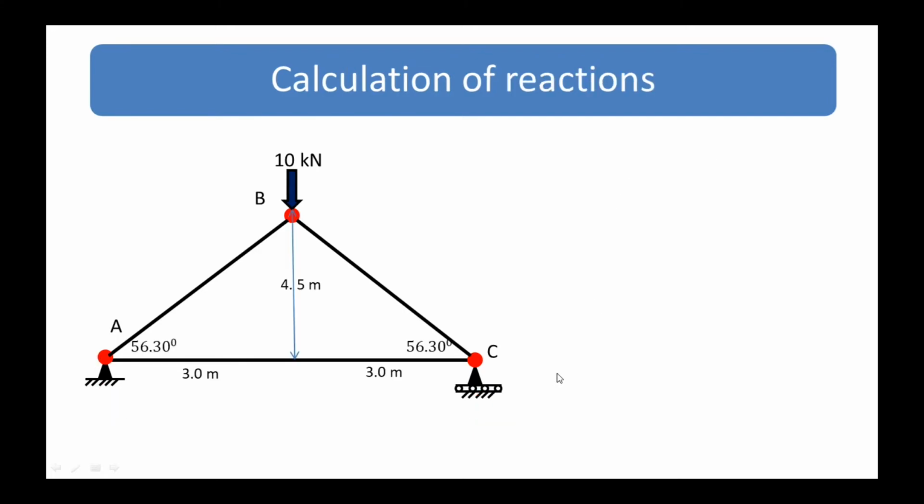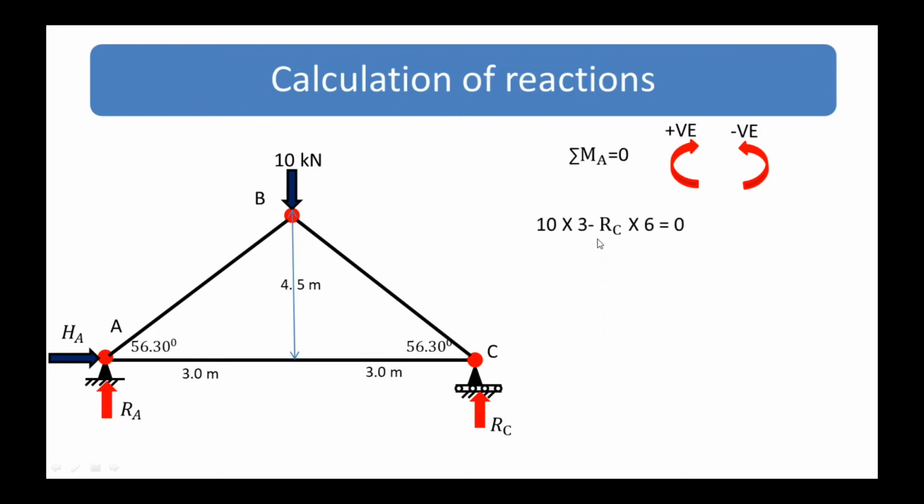Now next is the calculation of the reactions. So here we are taking sigma MA equal to 0. Clockwise moment is positive and anti-clockwise moment is negative. So this 10 into 3 is clockwise, and RC into 6 is anti-clockwise, that is why it is minus. So RC is equal to 5 kilonewton. So by symmetry we can say that RA is equal to 5 kilonewton. And we are taking sigma H equal to 0. So summation of all the horizontal forces equal to 0 here. So HA is equal to 0 because there is no horizontal force in the frame.